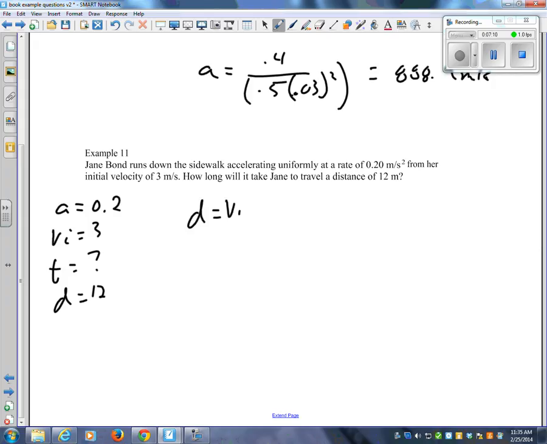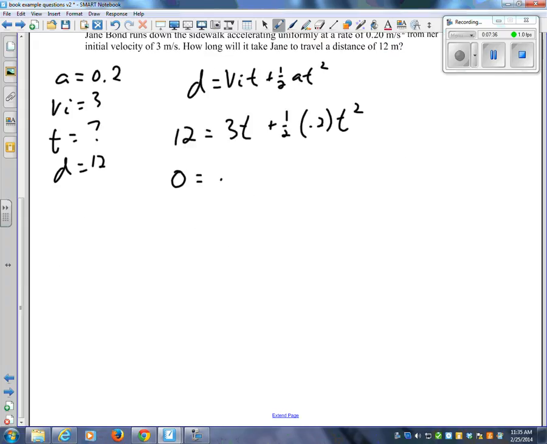Well, it's Vi t plus 1/2 a t squared, right? Distance is 12. Initial velocity of 3, so 3t plus 1/2 of the acceleration of 0.2 t squared. And I hope that you've just realized that this is going to be ugly. It will be. 1/2 of 0.2 is 0.1 t squared plus 3t minus 12.